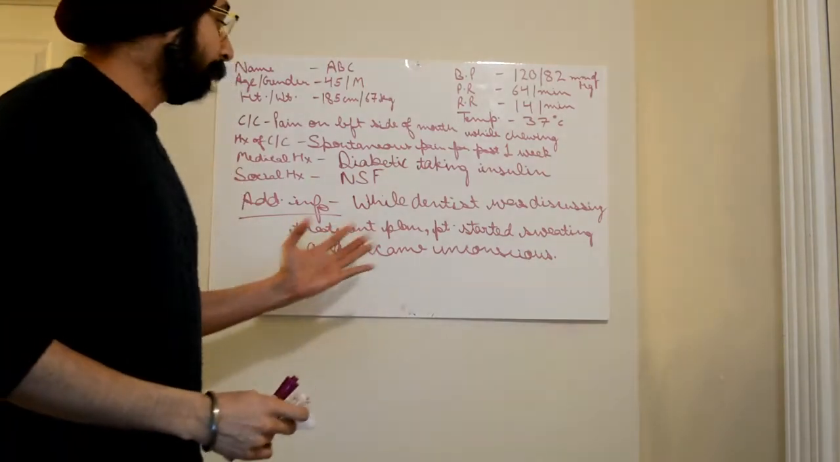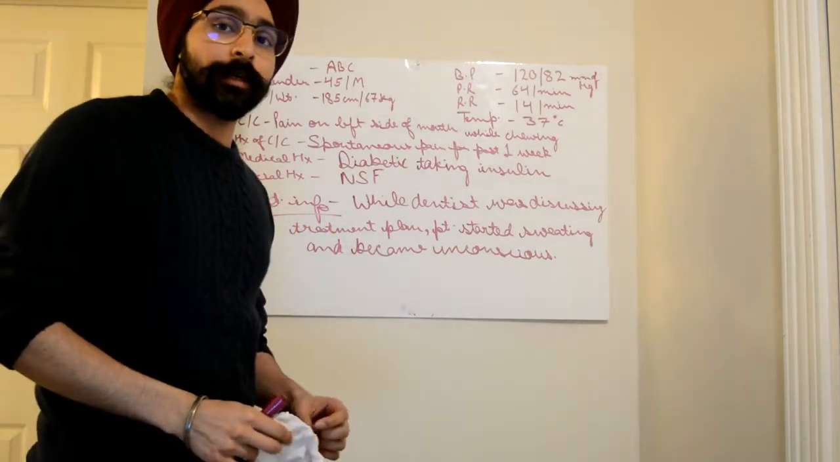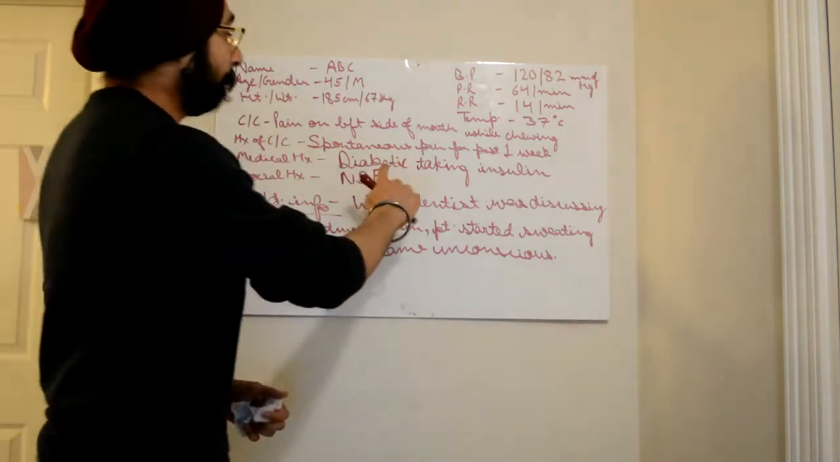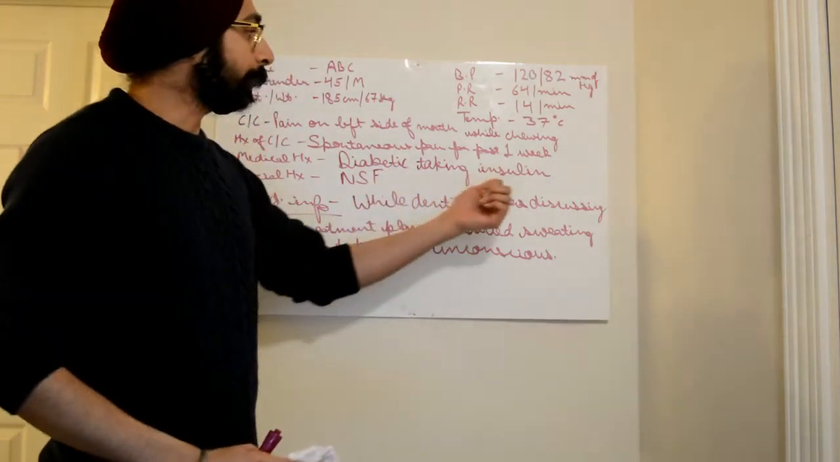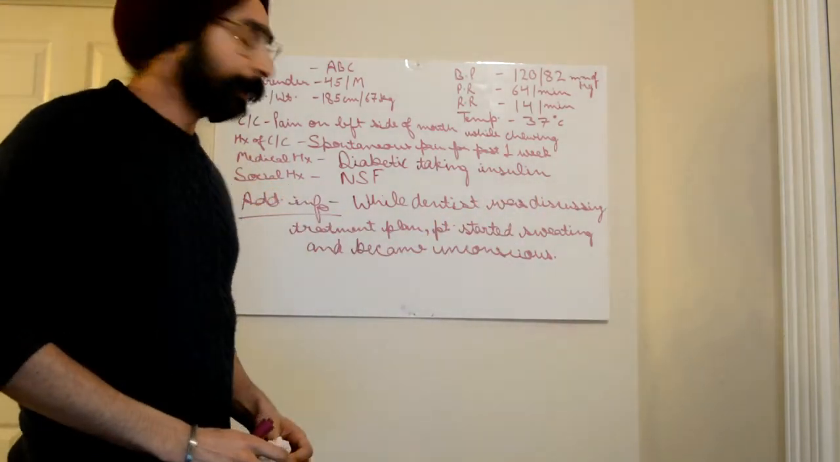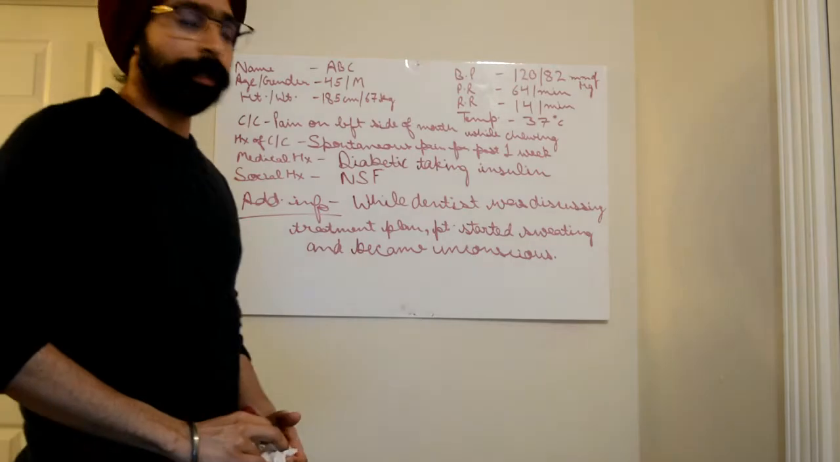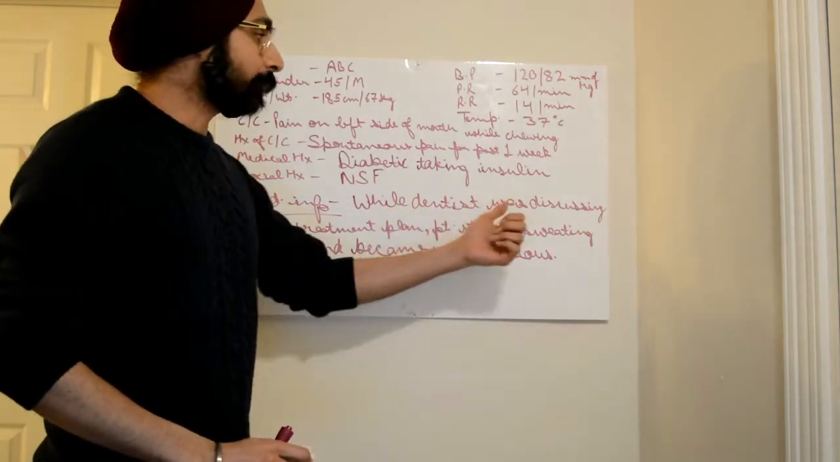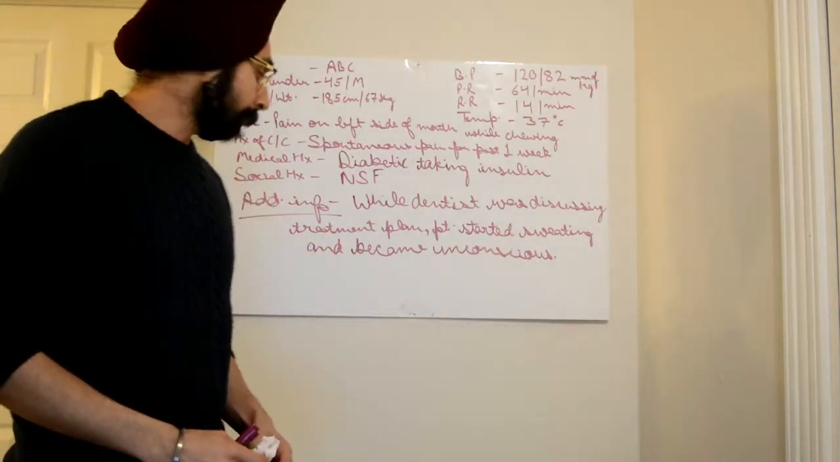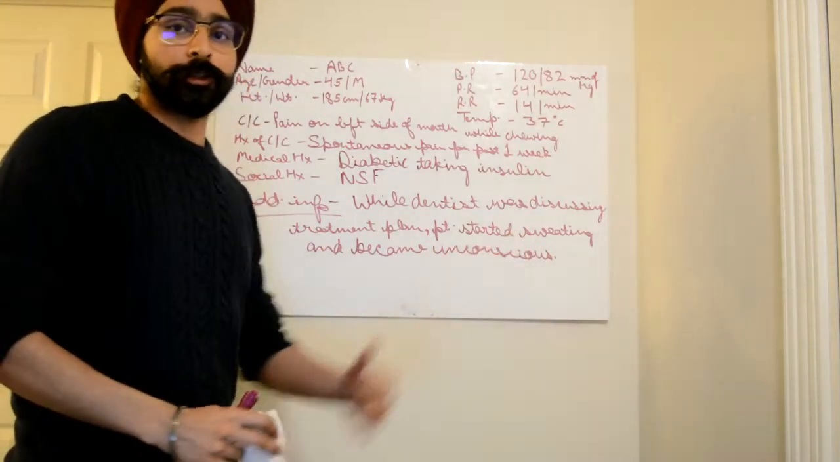Friends, you might have noticed the change in the history of the patient. Medical history: patient is diabetic who is taking insulin. Social history is not significant. In the additional information, it's given: while the dentist was discussing the treatment plan, the patient started sweating and became unconscious.